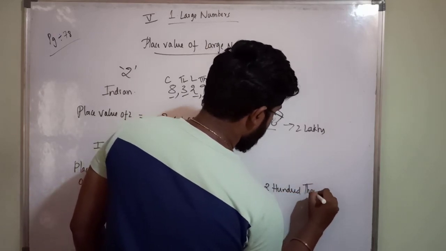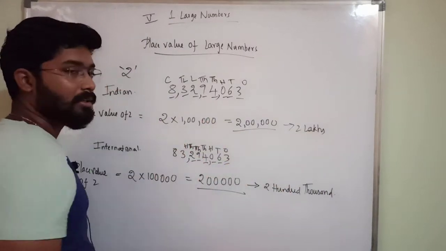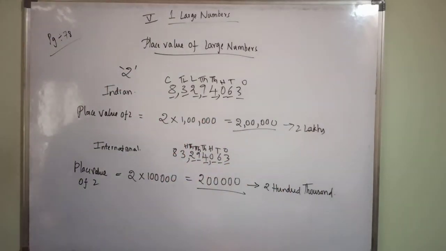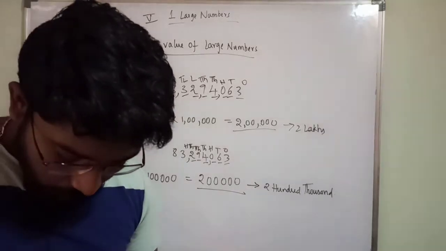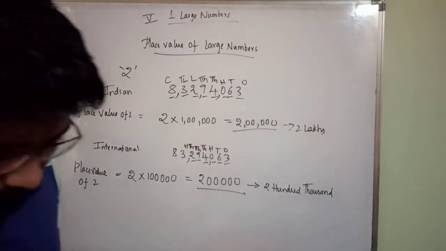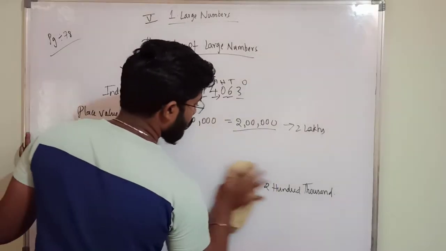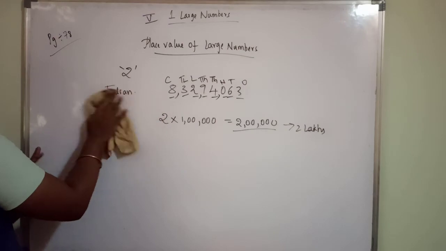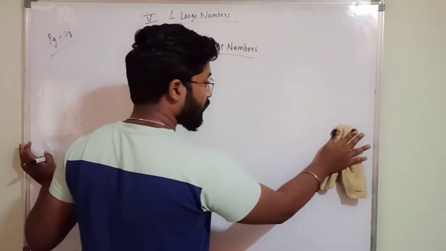200,000 in the international system, but 2 lakhs and 200,000 are both the same. So that is what he is telling. Okay, so next one, he also gives the next example. So what he is ultimately saying is that the place value depends upon the place only.